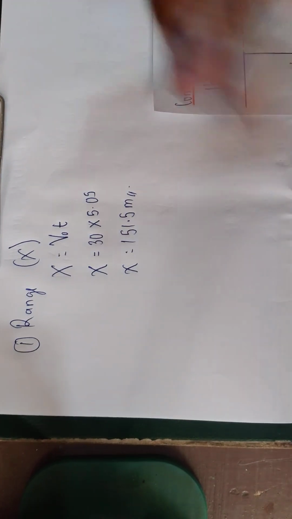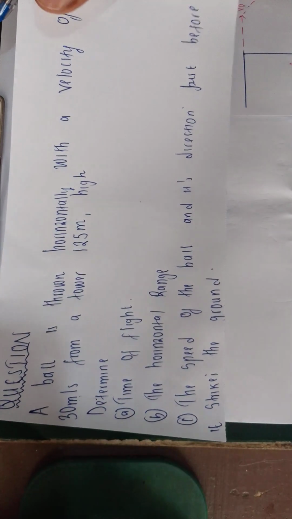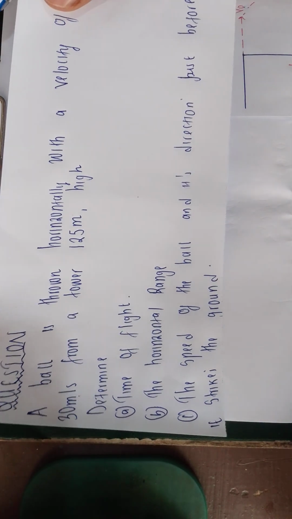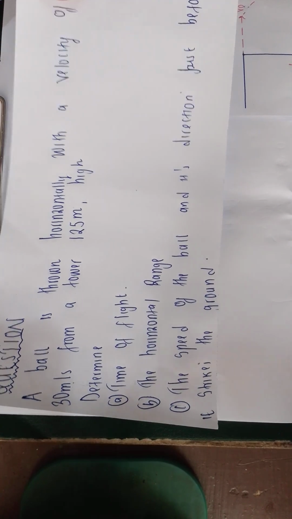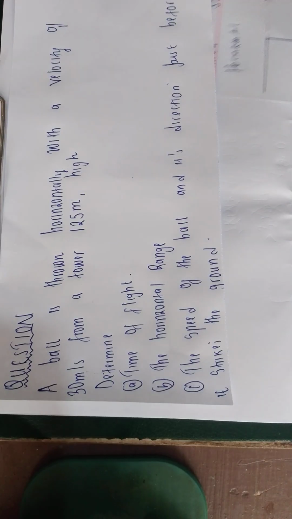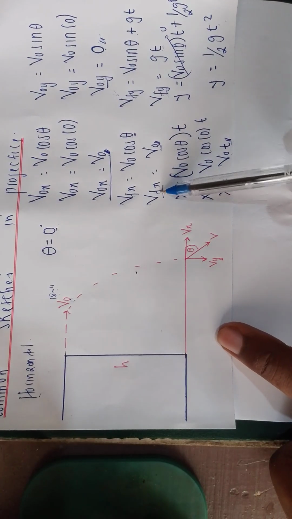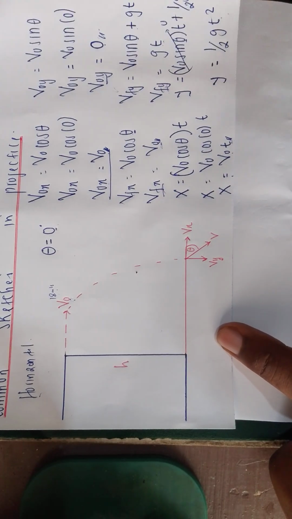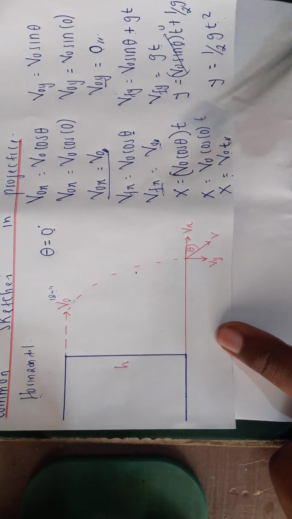And then the last question is they want you to determine the speed of the ball and its direction just before it strikes the ground. You want to determine the final speed of this ball. Again, you go back to your sketch. How do you determine the final? From the sketch which is here, we said for you to determine the final, you need the final in the x, also need the final in the y axis. So how are you going to find the final in the x?